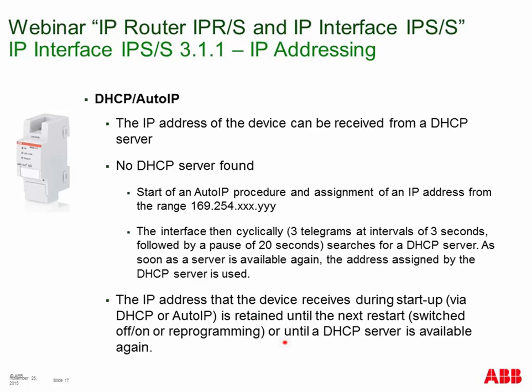If you have to restart the device or you download the application again, then the IP address is lost, and this procedure will start again. DHCP server normally, or if not available, auto IP will start. So in both cases, in principle, you don't have to take care of the IP address. Assignment will be done automatically, typically, of course, via this DHCP server in a real installation.